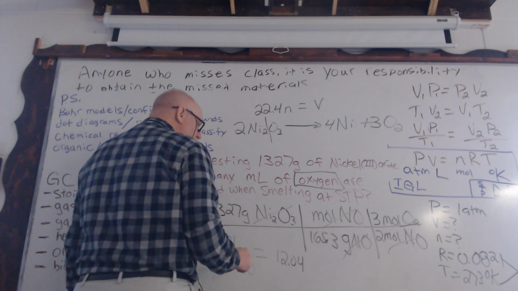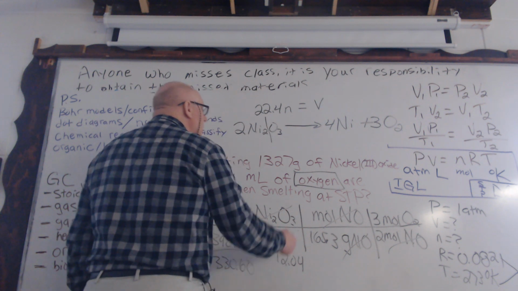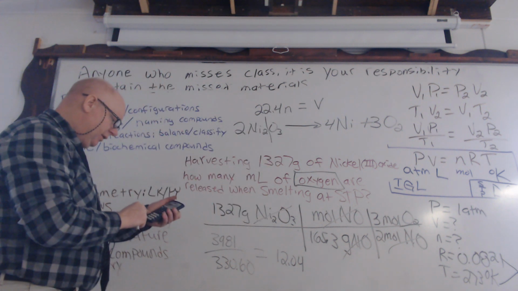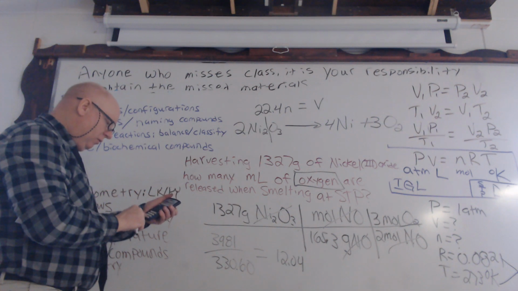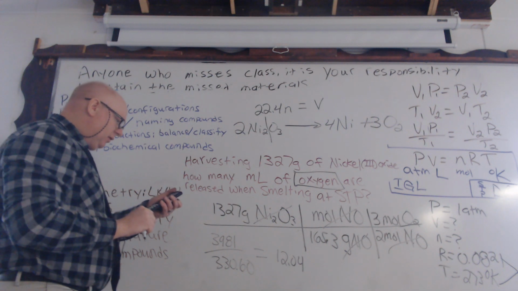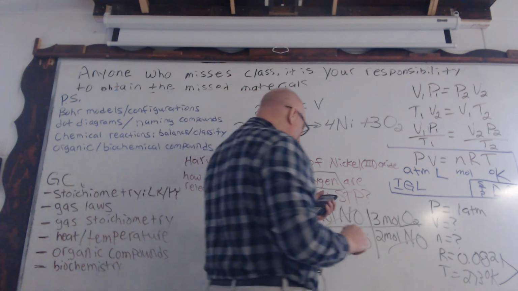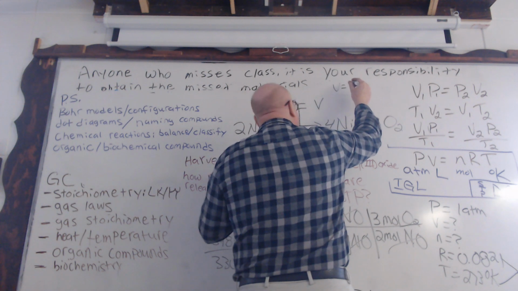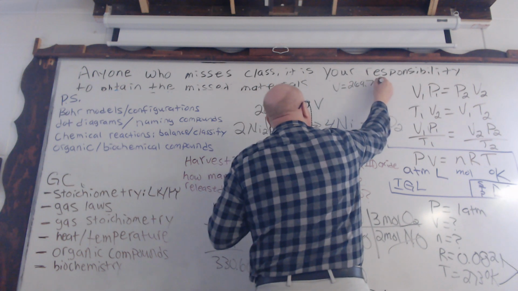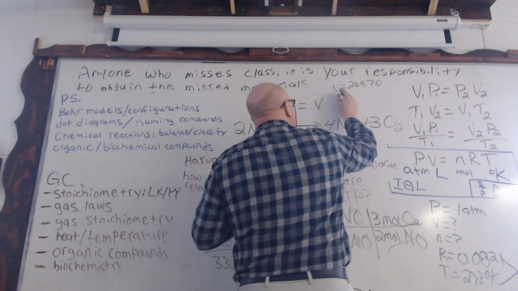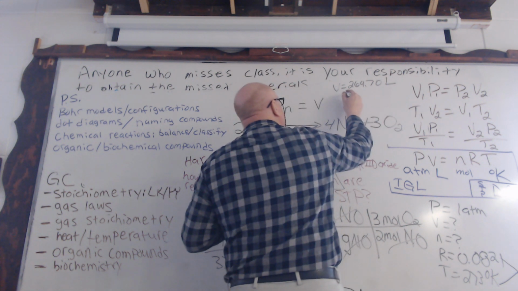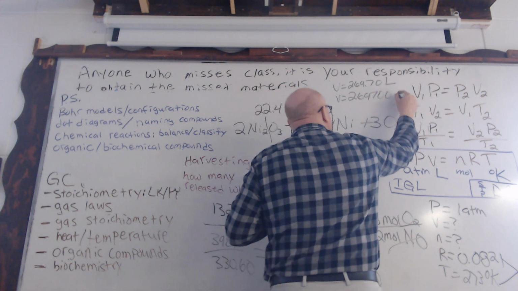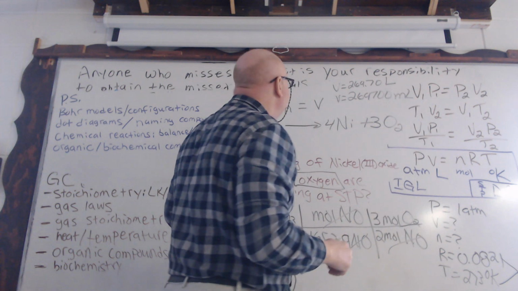And then that, of course, is moles of oxygen, which now we can put up here. If we take 12.04 times 22.4, that would give us 269.70. Times that by 1,000. 269.70, and then that's in liters. So then we need volume equals 269,700 milliliters. Okay.